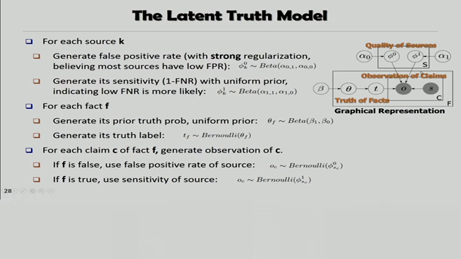diagram. What you see is this S means there are S such things, and there are C such things, and F such things. Actually, this nested one means for every F, there are C such things nested inside. Okay. So you can see the observation of the claim, but underneath there are some parameters that generate this thing. Okay.